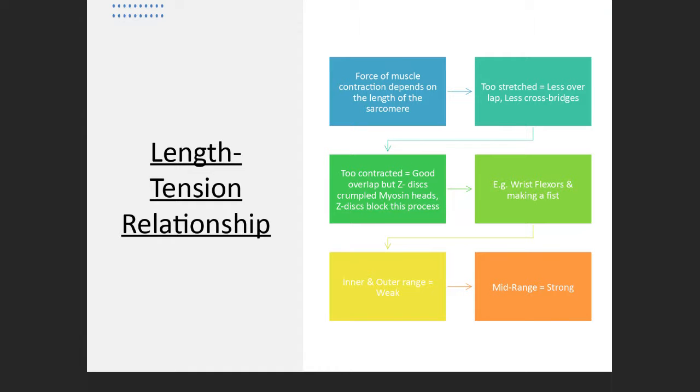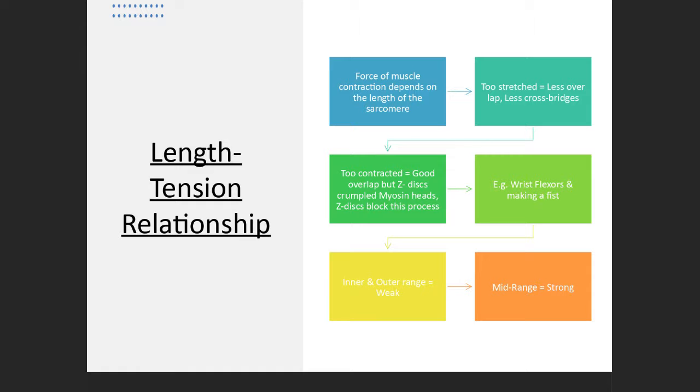So I'm quite weak at inner range and outer range. But if you test me at mid-range, that's when I'm strongest. Mid-range means I've got the optimal cross-bridge formation, so I've got that optimal actin-myosin overlap. That's why we tend to test in mid-range.